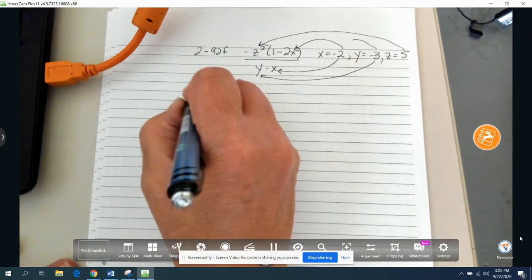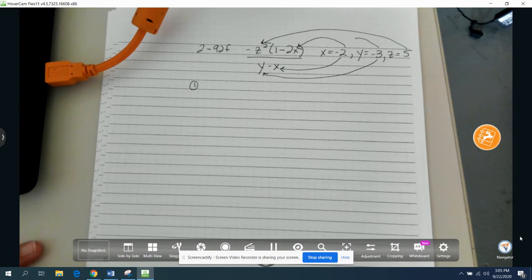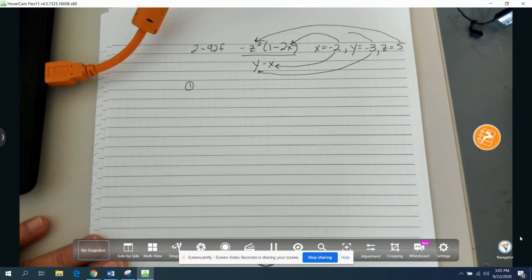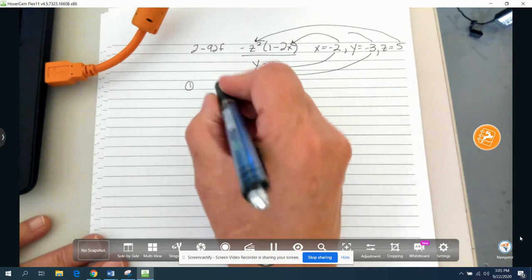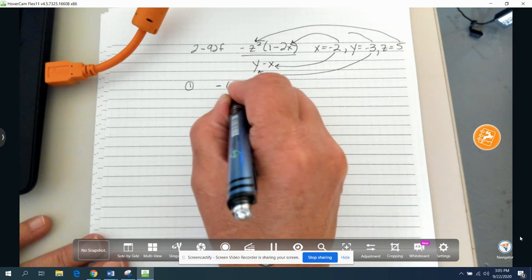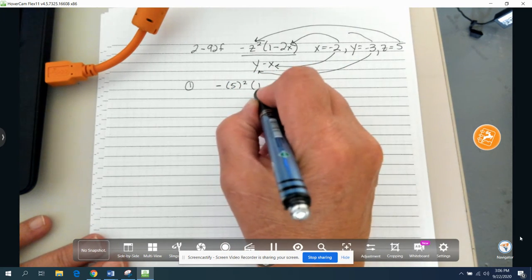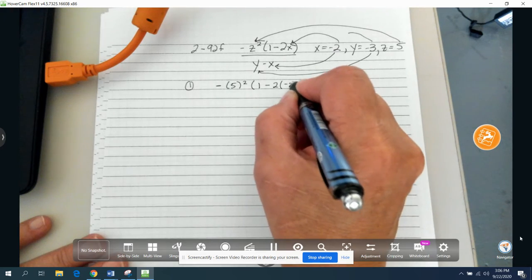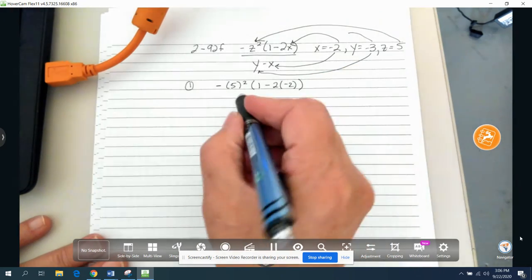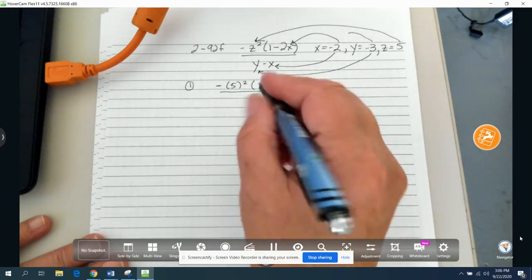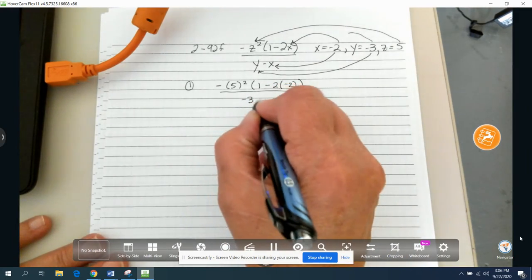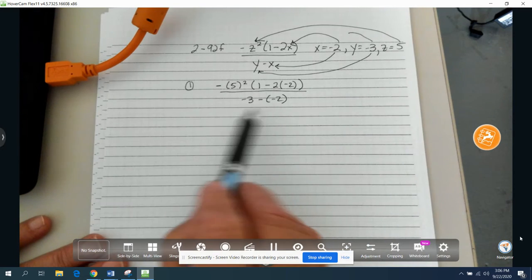So my first step when I'm simplifying these, not solving. Solving is for equations. Simplifying is for expressions. First step is I'm going to substitute the values in. When I substitute values in, I like to use parentheses to just keep them separated. So I'm going to rewrite the expression with the values in there. So -5 squared, parentheses around it, times 1 minus 2 times -2. And you could do brackets if you wanted, or just double parentheses. And then in the denominator, I'm going to have -3 minus -2. This is why these parentheses become really important, so you keep things separate.